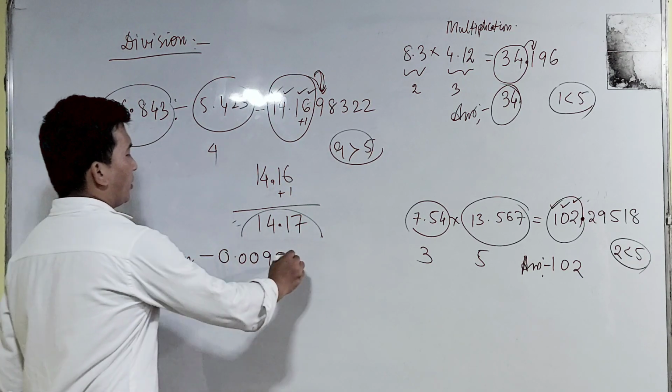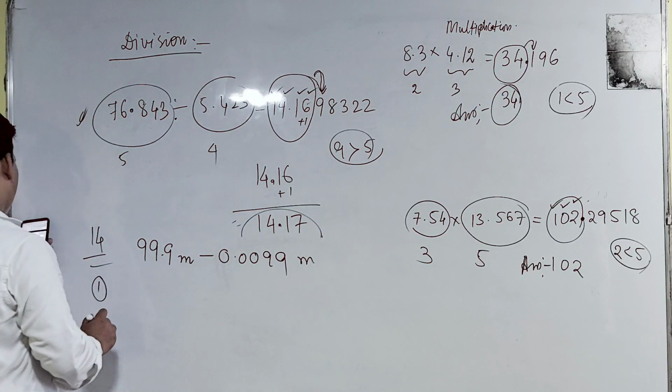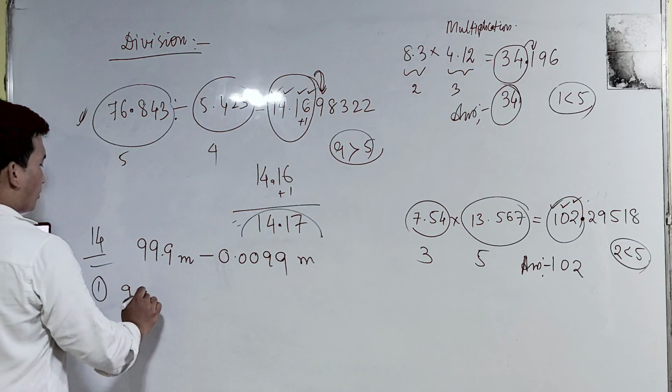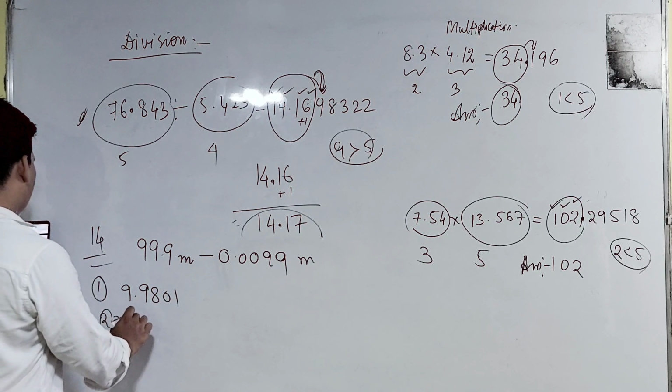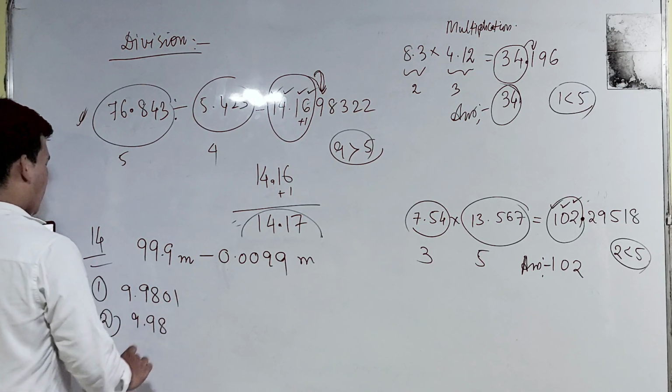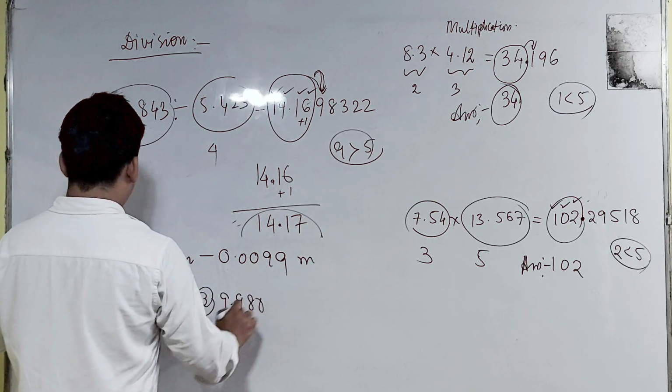Similar record. This is also meter. Answers the option. These are very annoying. 9.9801. Option number 2, 9.98. Option number 3, 9.980. Option number 4.